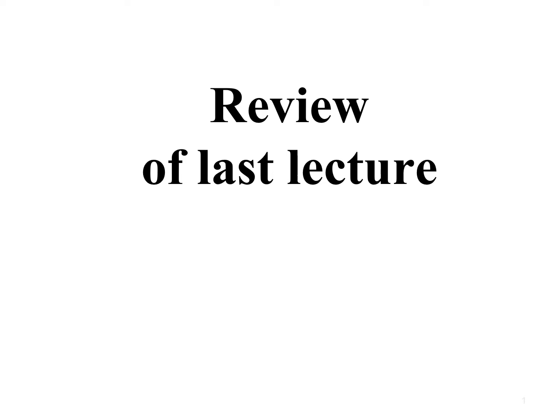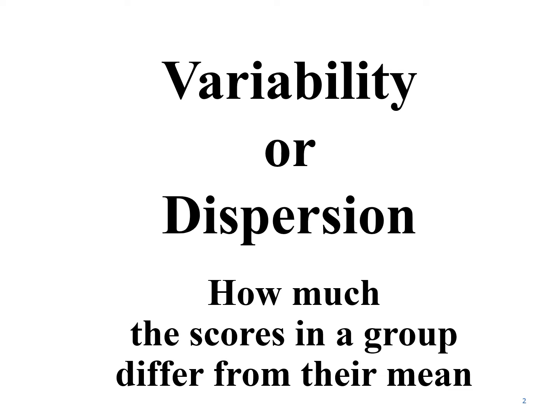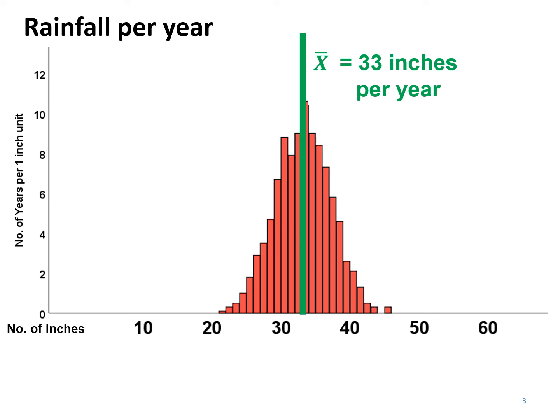As always, we'll begin by reviewing some of the material that was covered on the last lecture. In the last lecture, we learned about the statistical concept of variability or dispersion. Both of these words mean the same thing, how much the scores in a group differ from their mean. As an example, we compare two histograms.